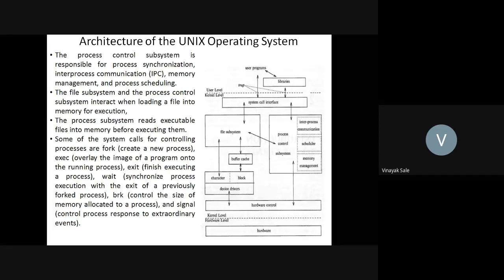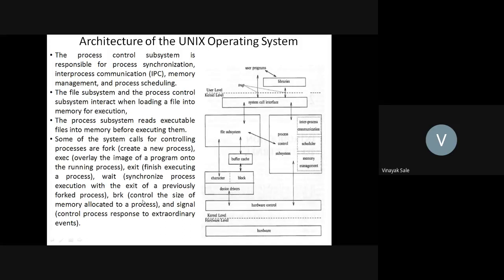In the previous semester you studied the process control block. There are different stages of a process while executing: new process, ready to run, running or executing process, wait, suspended. These are the different stages of a process. Such commands are used the same way here. Wait is used to synchronize process execution with the exit of a previously forked process.